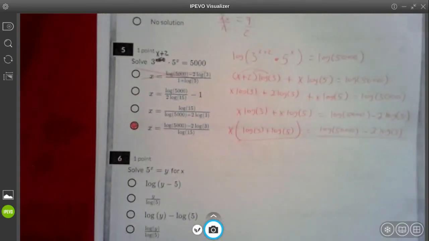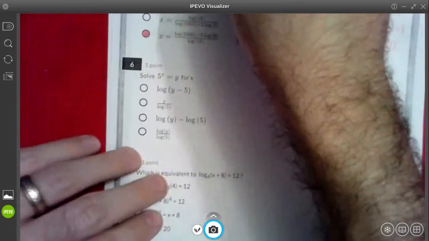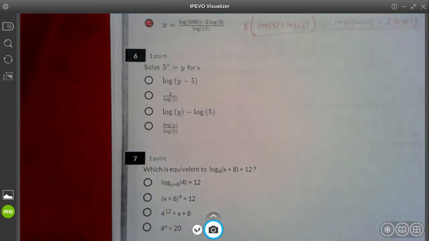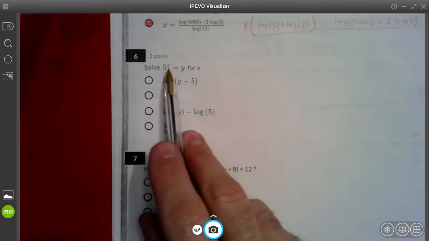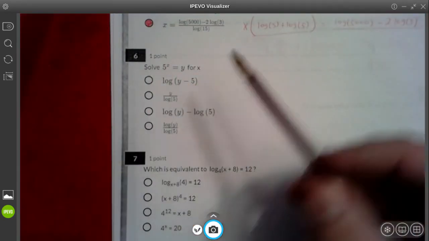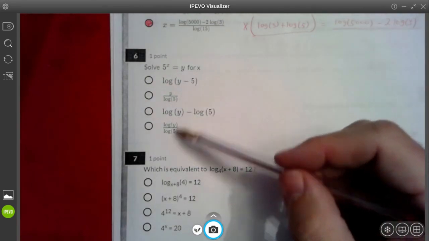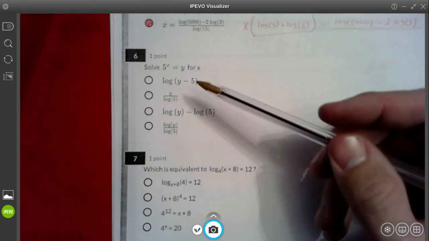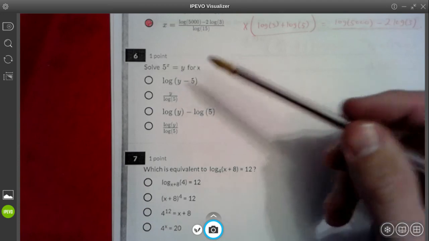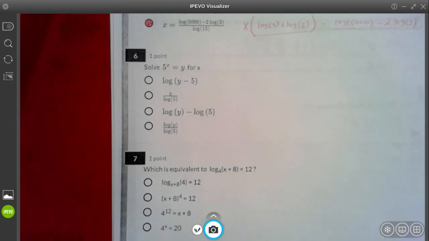Okay, so number 6 looks a little tricky at first. They're giving us 5 to the x equals y, and they want us to solve for x. Now, at first glance, it doesn't look like you can just plug in the answer options for x like we did on the previous ones. But you can if you're, I guess, clever.